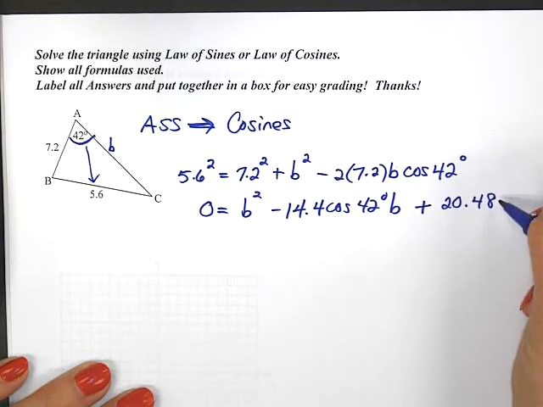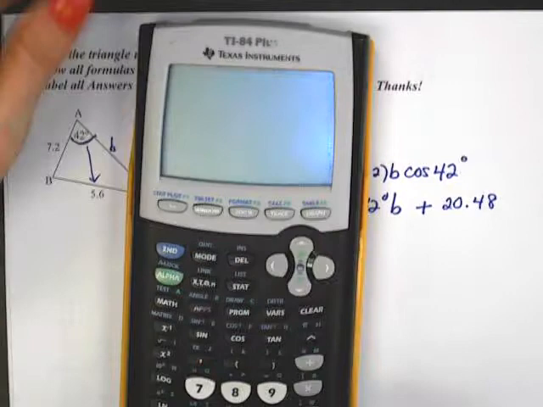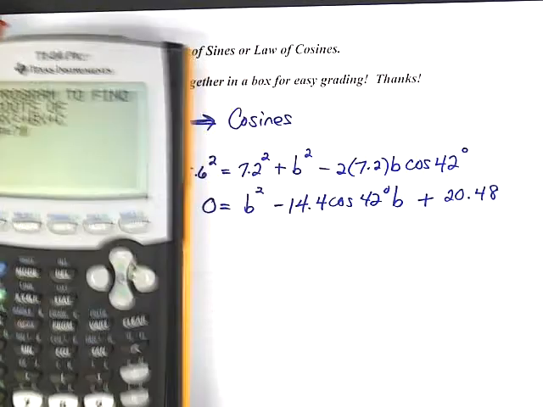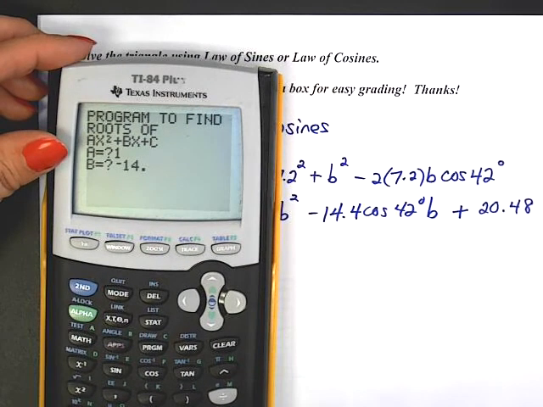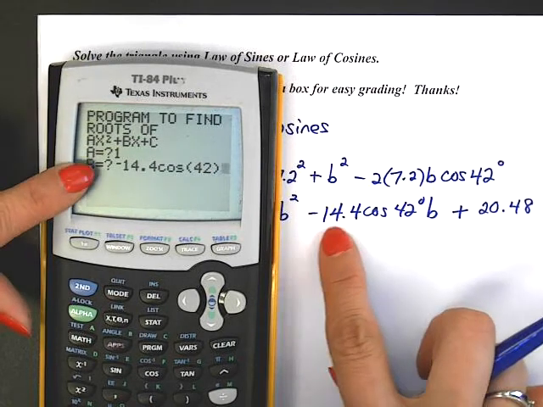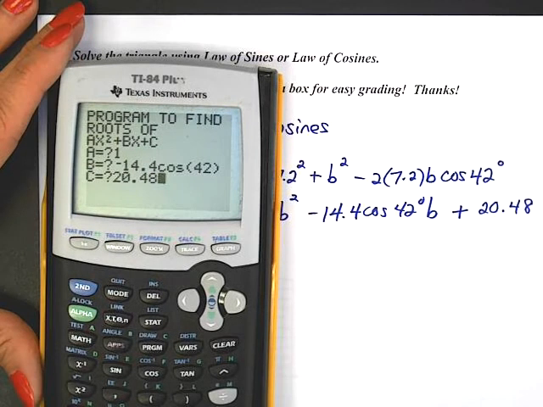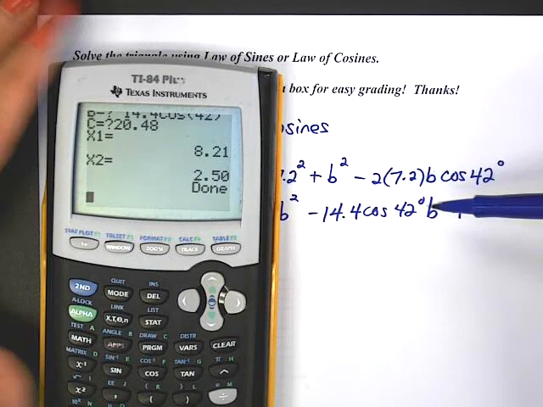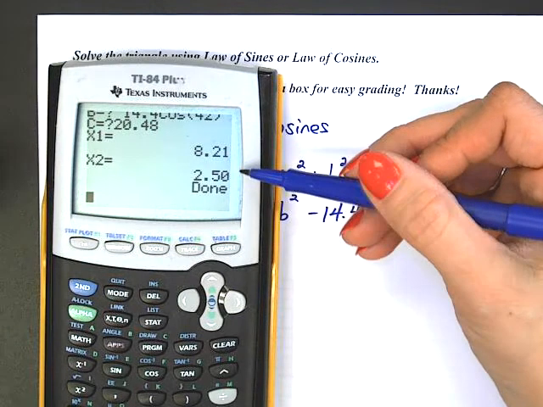20.48. We're going to go ahead and use our calculator for the quadratic formula program. And a is 1, and b is -14.4 cosine of 42. Just double check you don't make any typos there. And c is 20.48. When you do the quadratic formula program with law of cosines, if both of these numbers are imaginary or negative, then you throw them in the garbage.